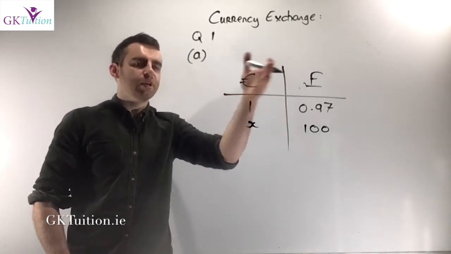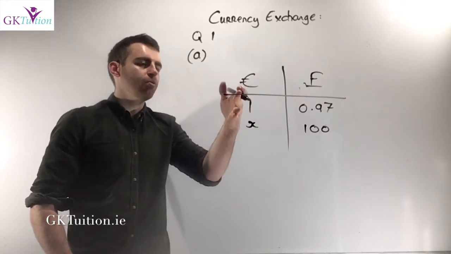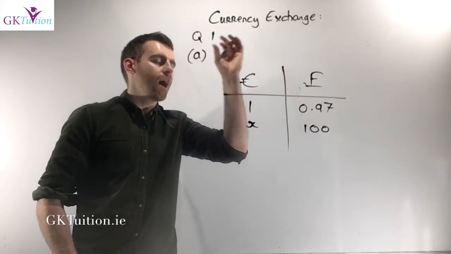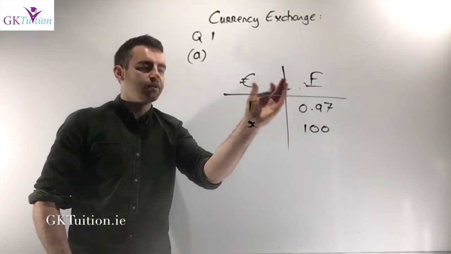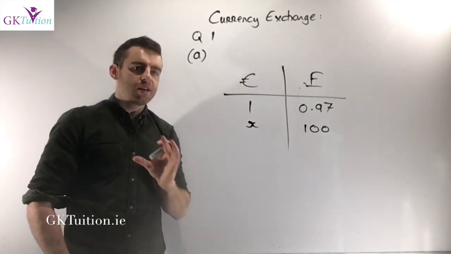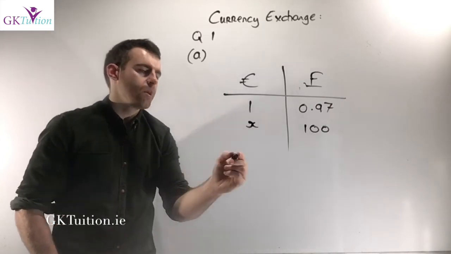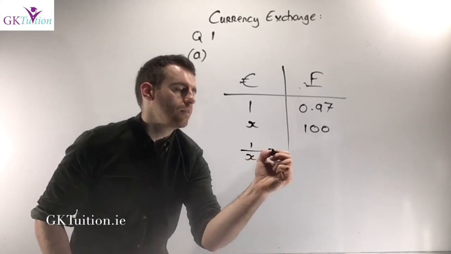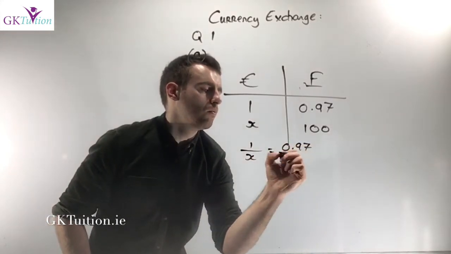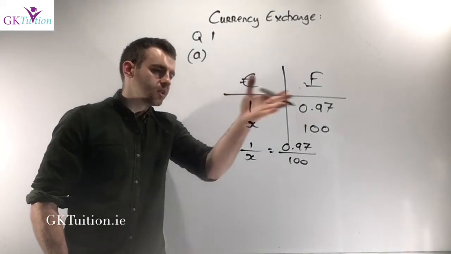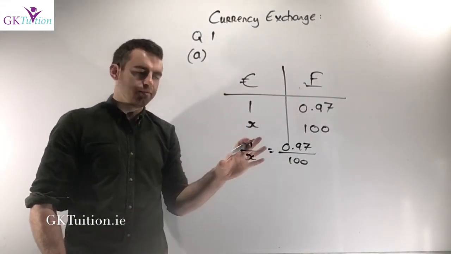So I want you to always set your questions up like that. You write a heading with each of your currencies. You say €1 is equal to whatever amount of your other currency, and then they'll tell you the number of pounds or the number of euros. Now, what we can actually do is write both of these as fractions. I can now say that 1 over x is equal to 0.97 over 100. That's the way I always get students to do it. You set it up like that and then just write them as two different fractions.